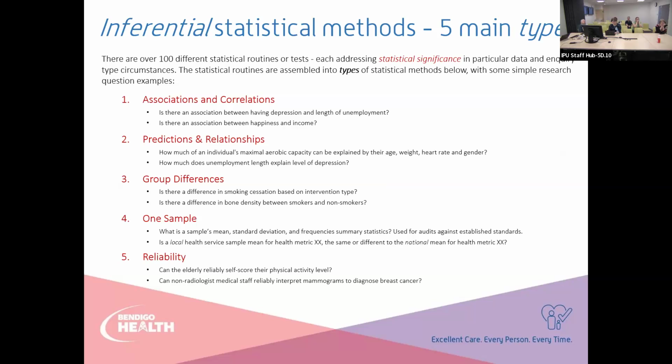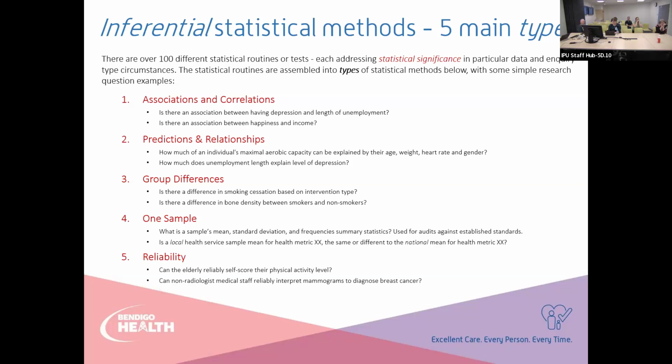I just want to introduce you to this, which is not to be remembered or consumed. In statistics, there are 5 main groups of statistical tests. There are over 100 statistical tests, and I don't remember them all. No one can remember them all. There are groups of tests: associations and correlations, predictions and relationships, group differences, one sample, and reliability. Reliability can be useful in quality, so I can talk to you about reliability tests if you wish. At some point, it's useful to your department.